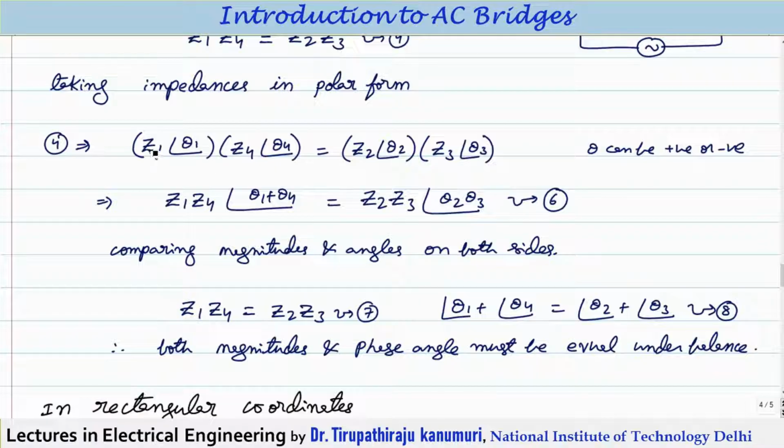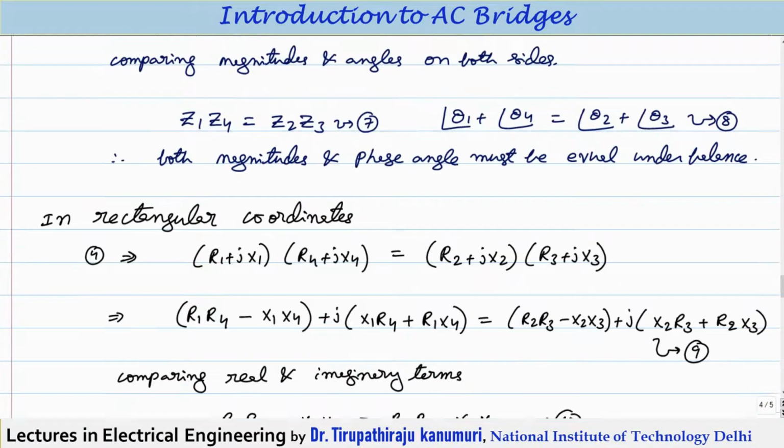In polar form, if you are multiplying two things, the magnitudes will be multiplied and angles will add to each other. So that's why it will be Z1 multiplied by Z4 at an angle of theta 1 plus theta 4, and this side it will be Z2 multiplied by Z3 at an angle of theta 2 plus theta 3. Why they are adding to each other, these things were also discussed in basic electrical engineering. Please refer there if you don't have the idea about these basics.